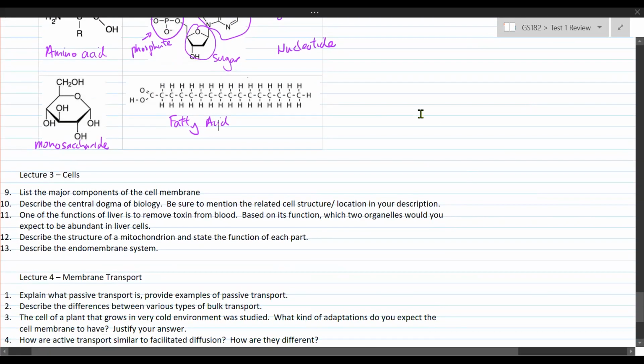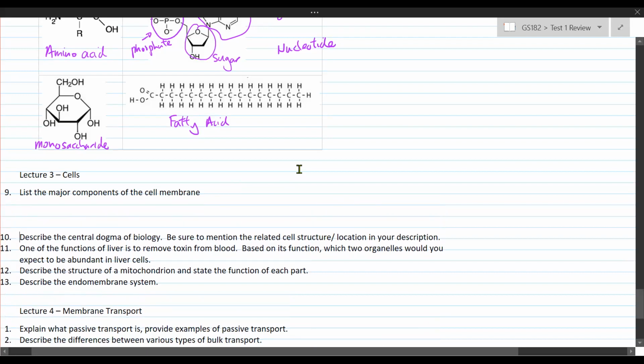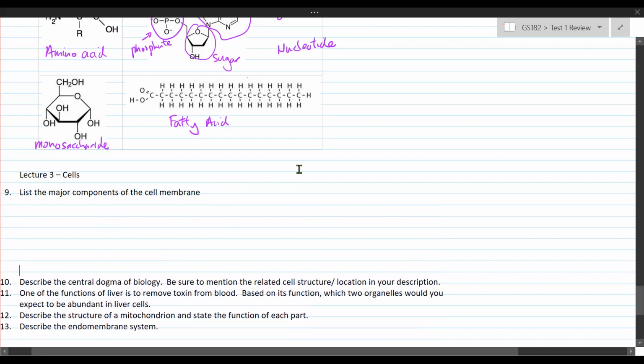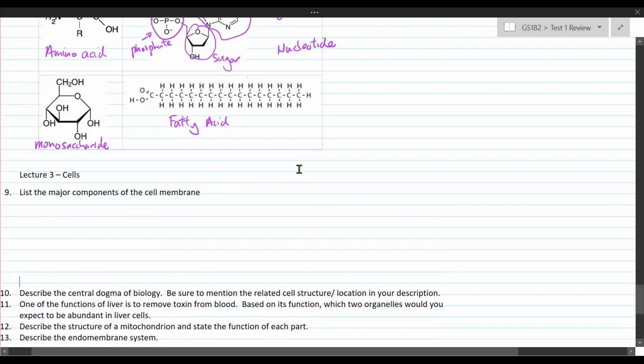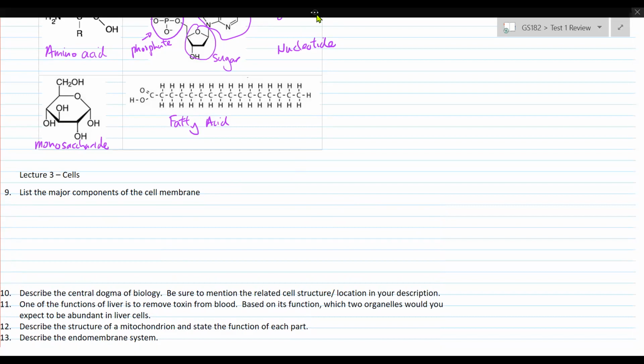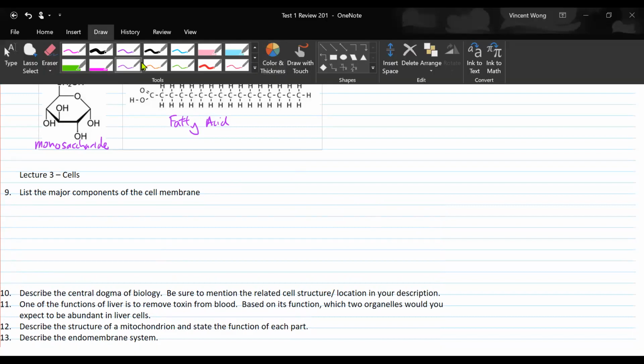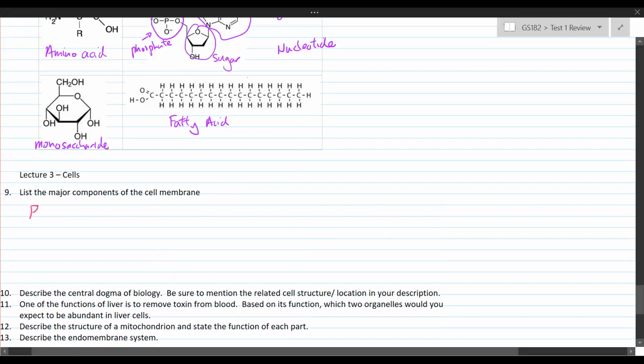Let's take a look at the next one here. List the major components of the cell membrane. I mean, we drew a picture of this, right? With the fluid mosaic model. But you know, that's fine. We'll list some key things. Okay, so phospholipid, right? Phospholipids.